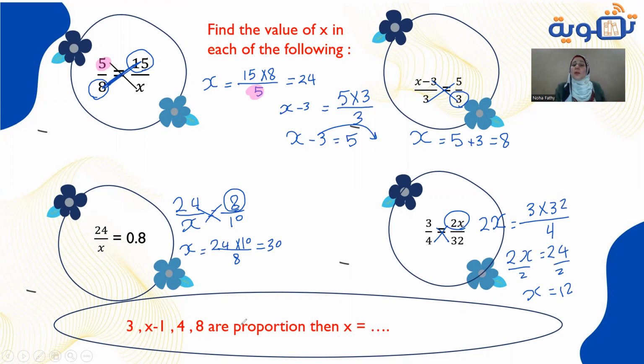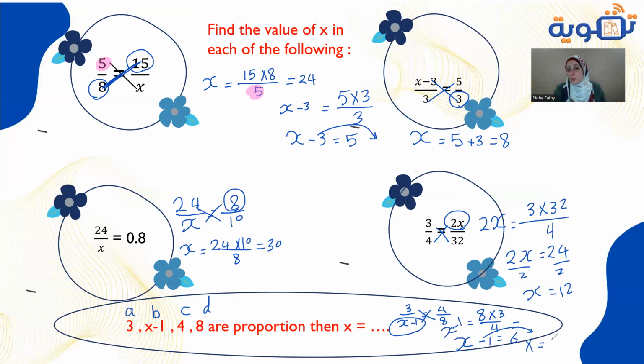One, x minus 1, 4 and 8 are in proportion. Then x, we said in the properties of the proportion, a over b equals c over d. So a, b, c, d. Product of means equals product of extremes. Then I will rewrite the ratio: 3 over x minus 1 equals 4 over 8. Then make cross multiplication. So 8 times 3 divided by 4. This is x? No, this is x minus 1. So the result: x minus 1 equals 6. Kick out 1. So x equals 6 plus 1 equals 7.